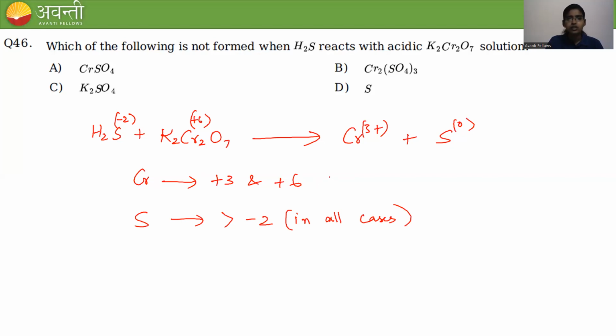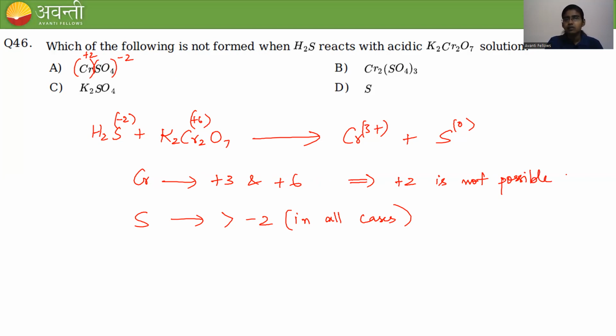Now, when you check the options, in option A, if SO4 is taken as -2, chromium is taken as +2. So the +2 state for chromium is not possible at all. +2 for chromium is not possible.